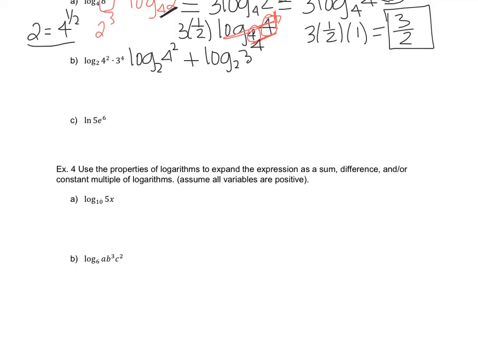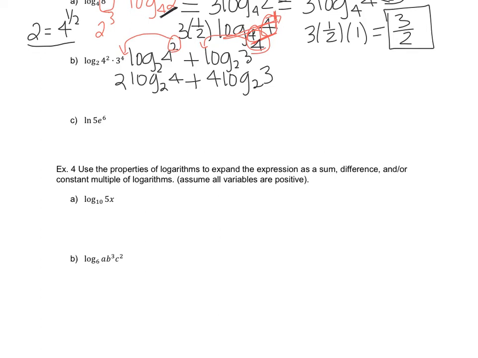Now, what I'm going to do is first drop down that exponent to the front. Both of them, I'm going to drop them in front there. So then this is going to read 2 log base 2 of 4 plus 4 log base 2 of 3.